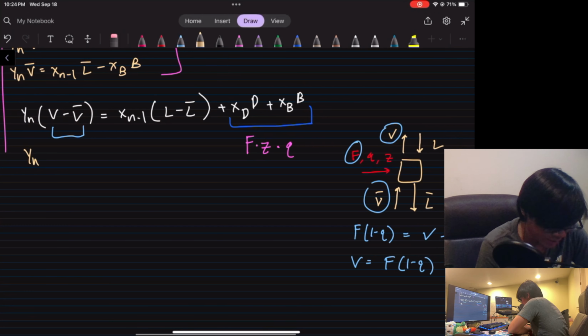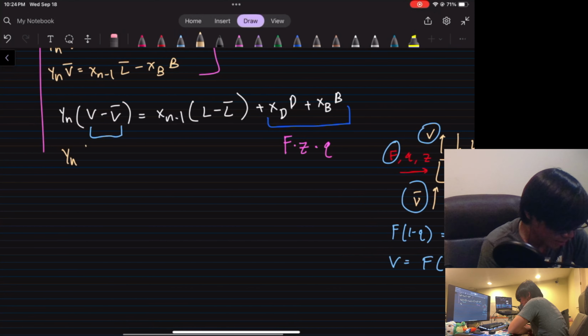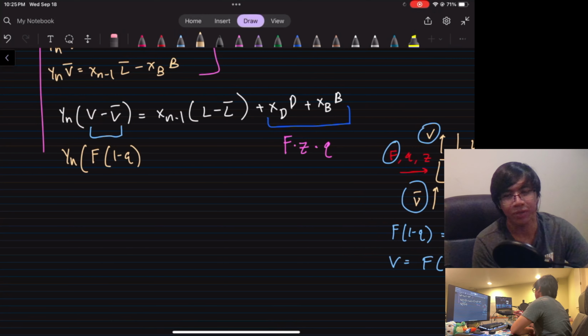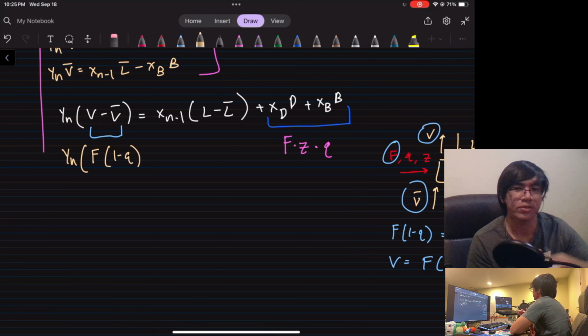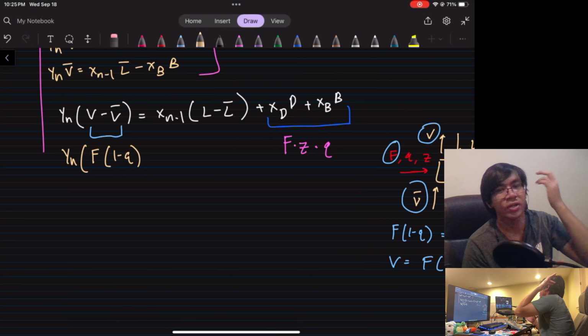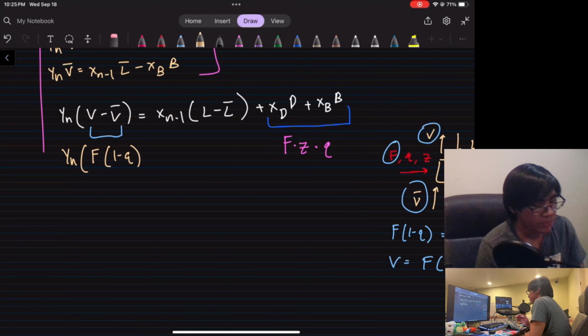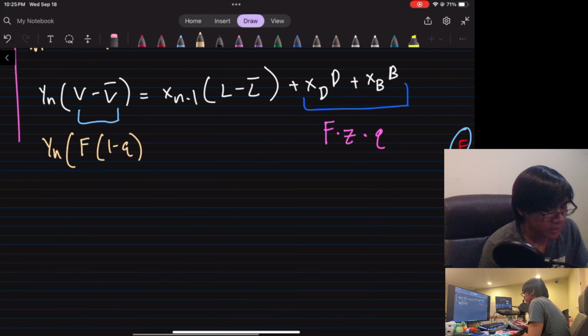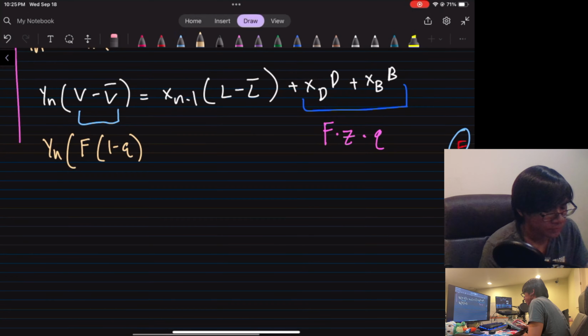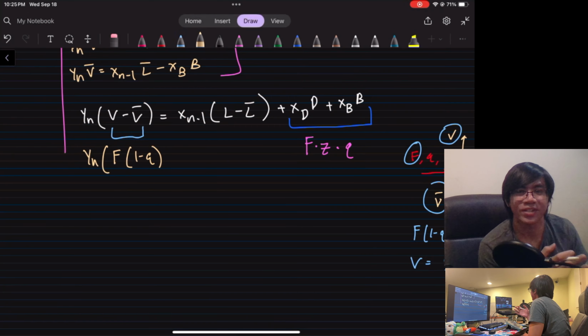V minus V bar must be the feed. That is just the feed, that is the fraction vapor. And remember, Q is a fraction, so 1 minus a fraction, that's vapor. Must be the liquid. Did I say that backwards? Q is the fraction that is liquid, so 1 minus the liquid molar fraction must be the vapor. Here we go.